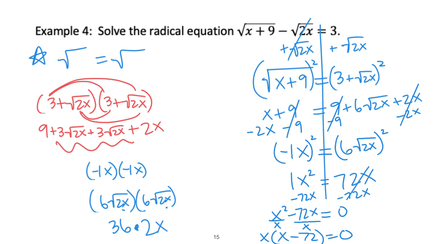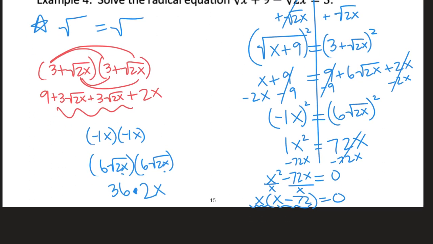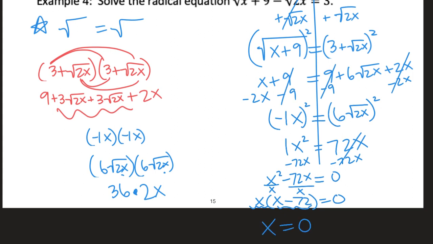Whoa. That was crazy. Now, we're going to take both of those, set them equal to 0. So the first one would just be x equals 0. And the next one would be a positive 72. Now you can go back and plug those into the square roots. They do not give you a negative square root, so they are both okay.